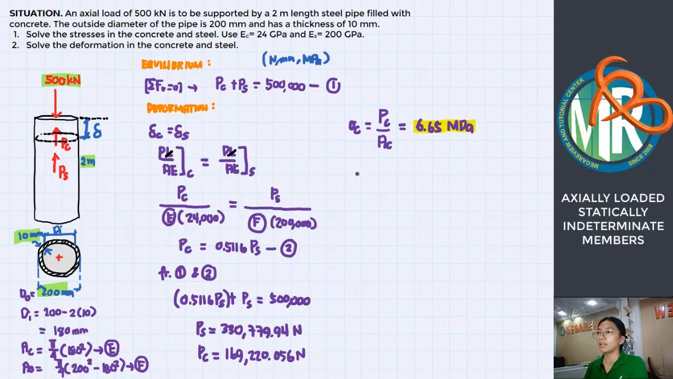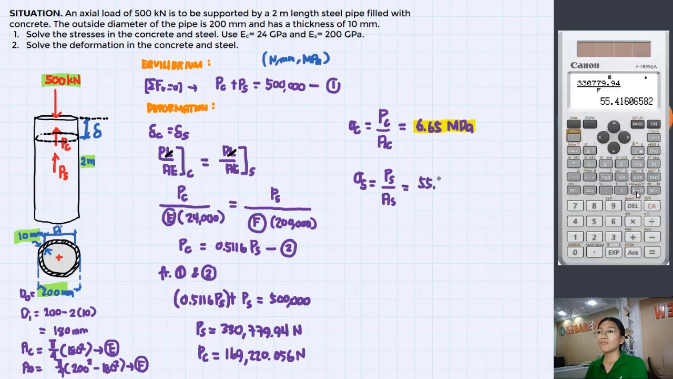Kulang pa. Tinatanong din si stress ng steel. That is the actual force of the steel over the area of the steel. Area of the steel is nakastore kay F. PS mo is this value. So you will be getting 55.42 megapascal. So this is the answer for number 1. Okay? So I think we can proceed with number 2 kasi madali lang naman, 'di ba?